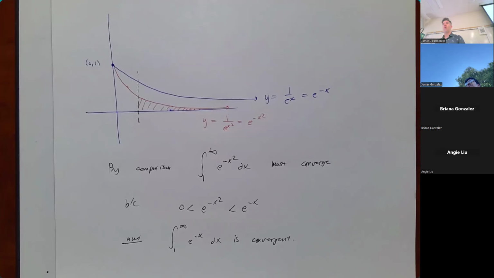While we don't do a whole lot of this in this class, this idea is definitely going to come back up when we talk about series and showing whether a series is convergent or divergent in 21C.